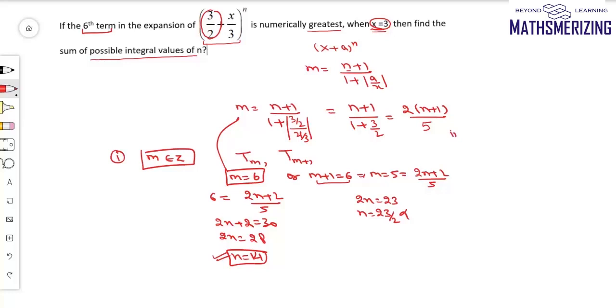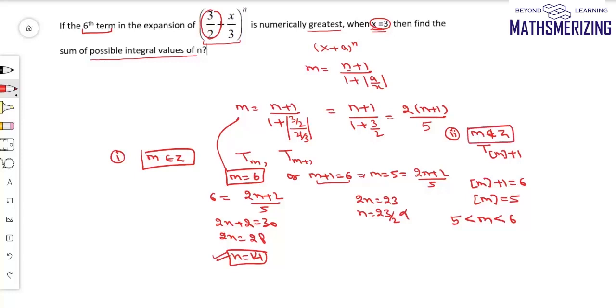Now I'll take the second case, when this m is not an integer. So if m is not an integer, then the greatest term is given by t of greatest integer function of m, plus 1. So in this case, greatest integer function of m plus 1 should be equal to 6. That is, greatest integer function of m should be 5. So if greatest integer function of m is 5, then the value of m should lie between 5 and 6. I have not taken the value 5 here because we have assumed that m is not an integer.